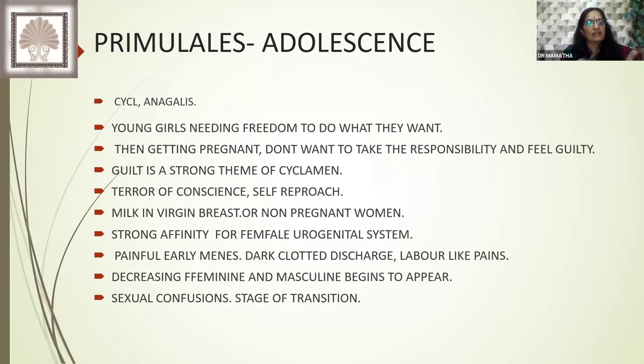So the next family would be Primulales. This covers the adolescence level of development in infancy. Cyclamen and Anagallis are the main drugs. Young girls needing freedom to do what they want. Then they get pregnant, don't want to take the responsibility and feel guilty. Guilt is a very strong theme of Cyclamen. Terror of conscience, self-reproach, milk in virgin breast or non-pregnant women. Strong affinity for the female urogenital system, painful early menses, dark clotted discharges, labor-like pains. Decreasing feminine and masculine begins to appear at this stage of development. Sexual confusions. This is a stage of transition.